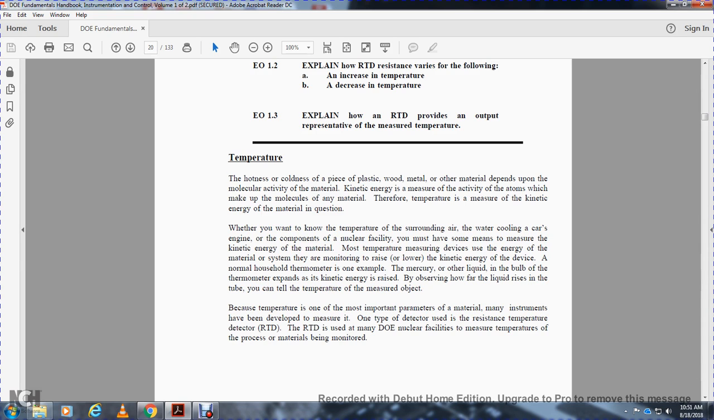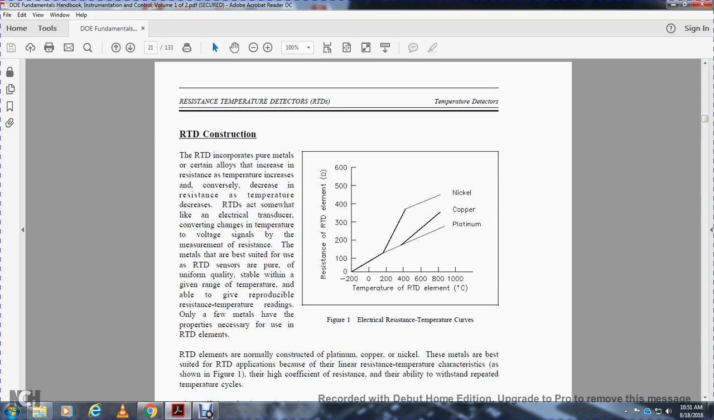Mercury and other liquid in the bulb of the thermometer expand with the kinetic energy. By observing how far the liquid rises in the tube, you can tell the temperature of the measured object. Because temperature is one of the most important parameters of a material, instruments have been developed to measure it. One type of detector is the resistance temperature detector, the RTD. The RTD is used in the Department of Energy's nuclear facilities to measure the temperature of the process material being monitored. The RTD incorporates a pure metal or certain alloy with a defined change in resistance with temperature.